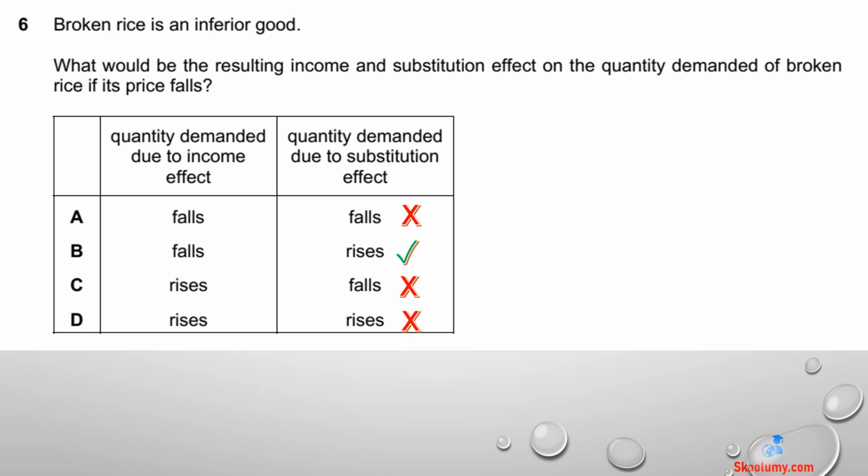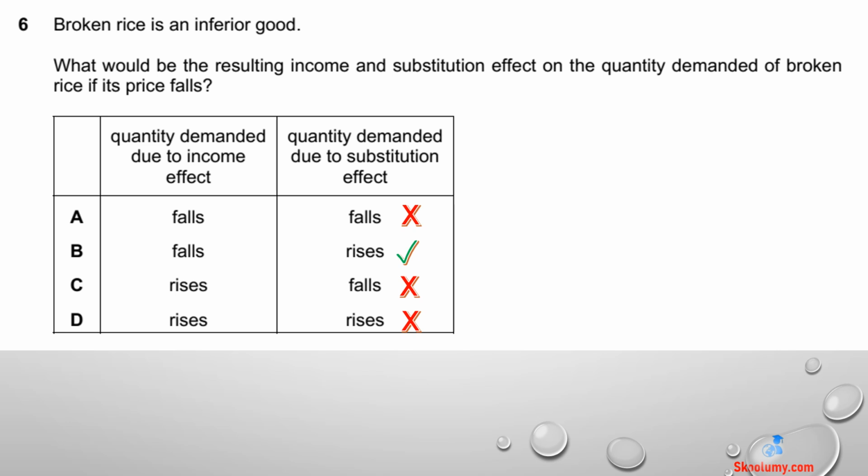Quantity demanded due to income effect falls, quantity demanded due to substitution effect rises. A fall in price leads to a rise in real income or purchasing power. The quantity of an inferior good falls when income rises. This is the income effect.